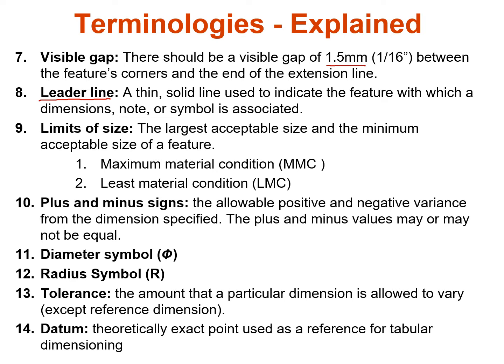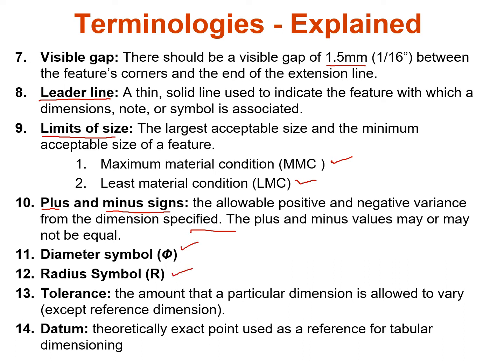Then there are limits of size. Limits of size are the largest acceptable size and the minimum acceptable size of a feature. There are two conditions, the maximum material condition and the least material condition. We will be talking about that in the coming slides, so I will skip it right now. Then there are also plus and minus signs. I will talk about that also in the coming slide. And again, there is the diameter symbol, and this is the radius symbol.